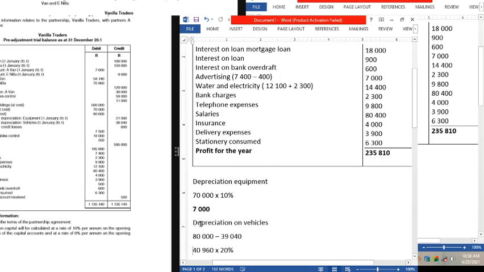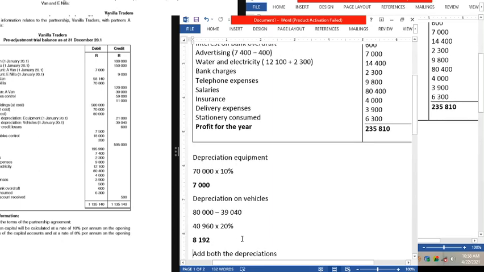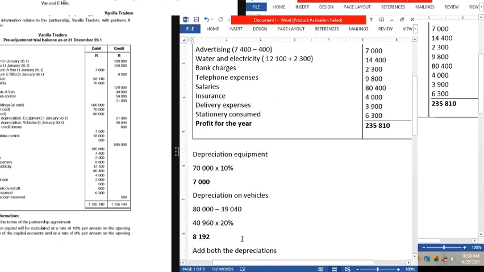Then we go to depreciation on vehicles. We look for the cost. The cost is 80,000. It's 80,000 minus the accumulated depreciation for vehicles. The accumulated depreciation for vehicles is 39,040. So it's 80,000 minus 39,040. We get 40,960. And then we multiply using the percentage of 20%. We get our answer of 8,192.